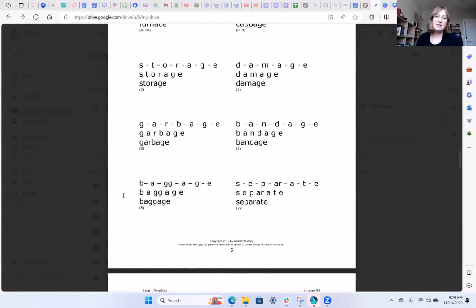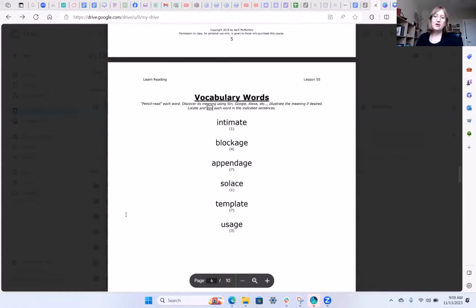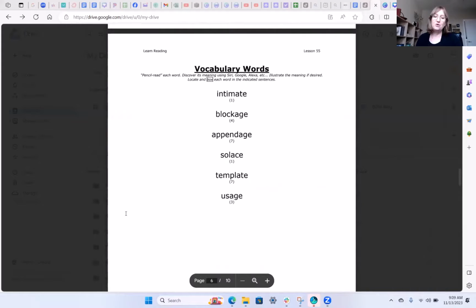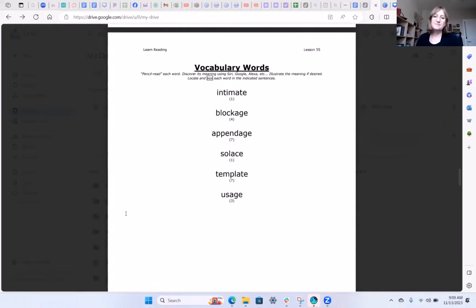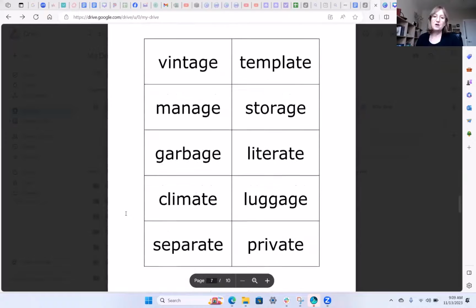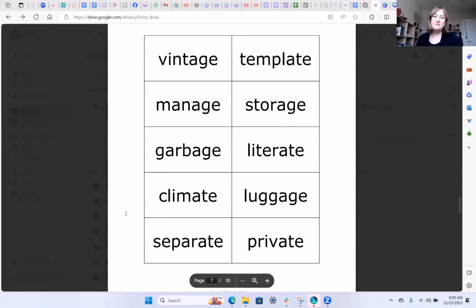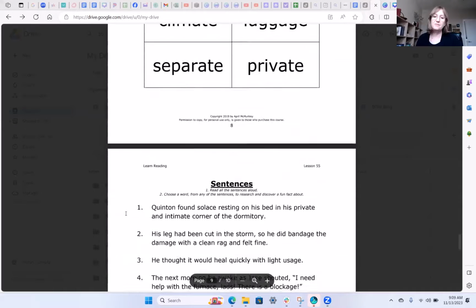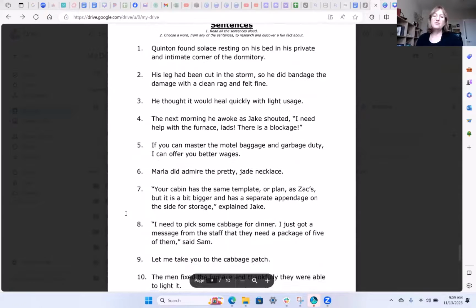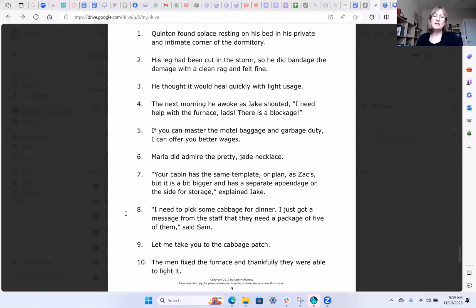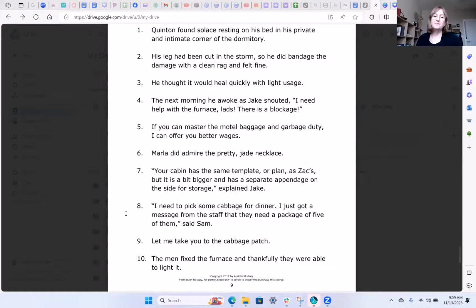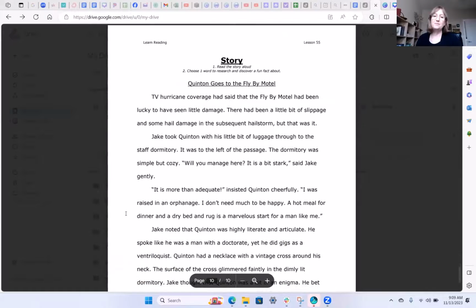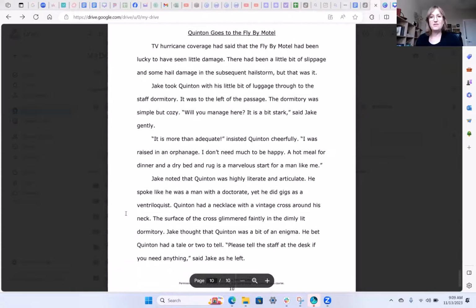Okay, here are the last 4 for you to do for extra practice. I'll come back next time and tell you what those were. Here are your vocabulary words to continue your own practice. Here are some word cards for you to practice fluency. 2 pages in case you wanted to just make some flashcards out of those. Here are some sentences for you to practice reading the words in context. And here's a story. Quentin goes to the Flyby Motel.